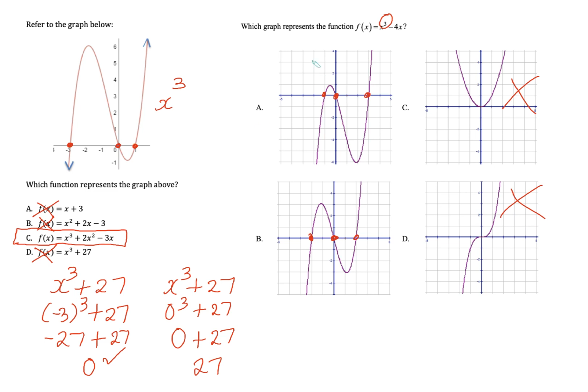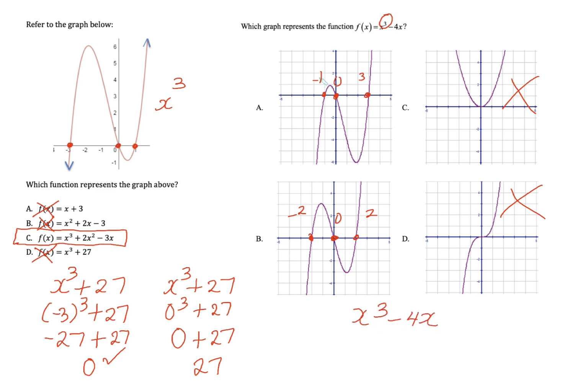We're going to identify our zeros. Here, this is negative 1. This is 0. And this is 1, 2, 3. Over here, your zeros are negative 2, 0, and positive 2. Our function was x cubed minus 4x.